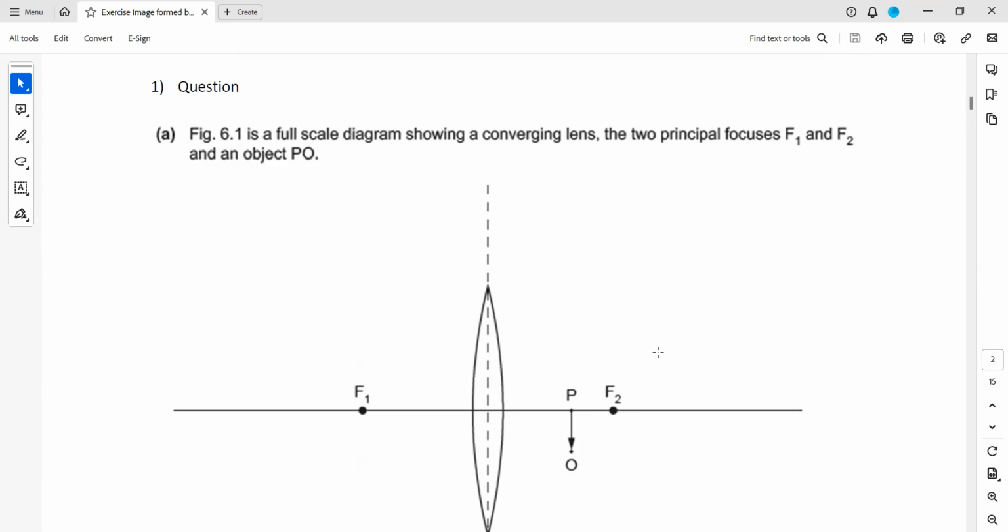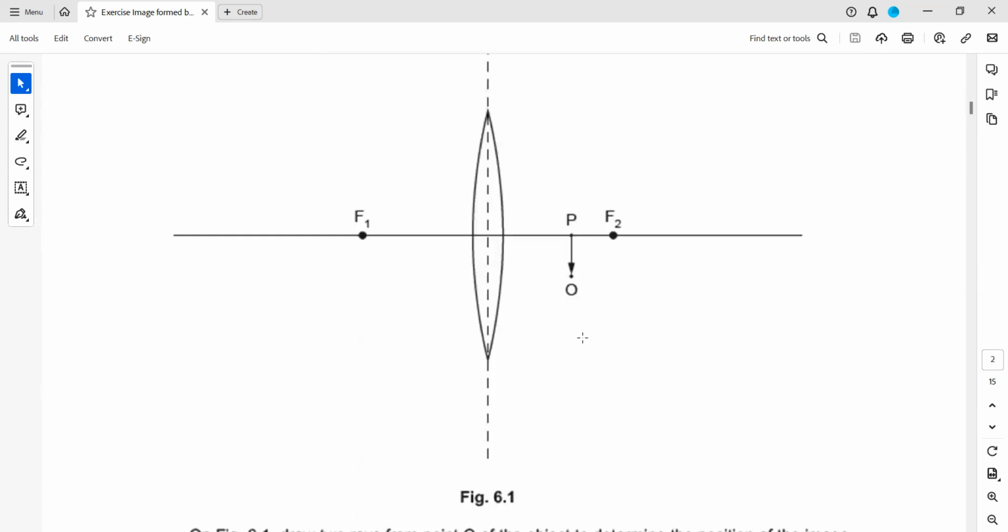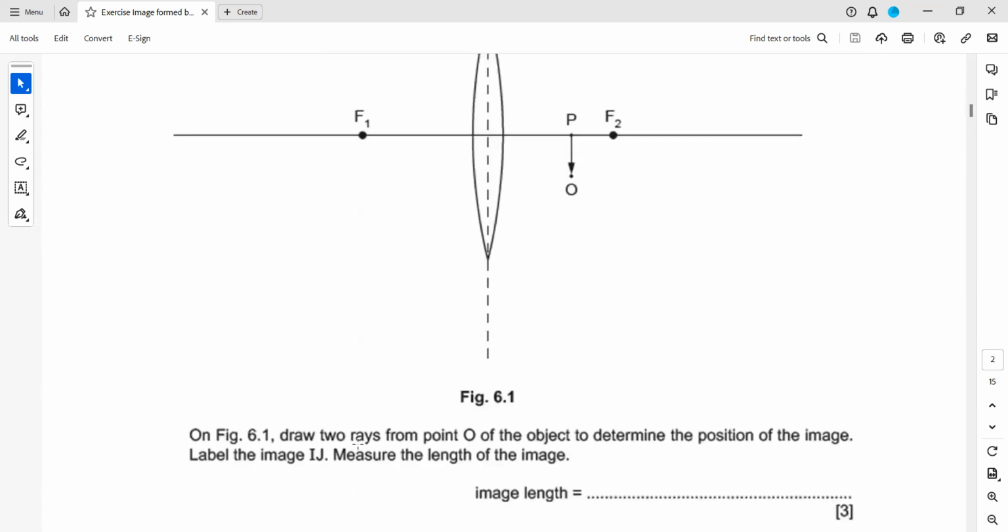F2, and an object PO is there. You can see this is an object. On the figure, draw two rays from point O of the object to determine the position of the image, label that as IJ, and measure the length of the image.